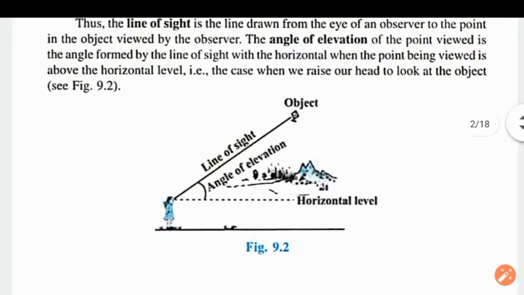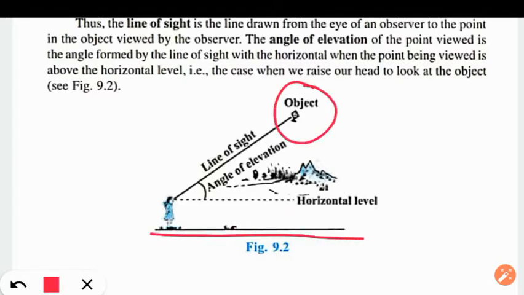See, here we have one situation. A kite is flying, you are standing on the ground, and from your eye you are watching this kite. So, this point, that is your eye, and the object, that is the kite, make an imaginary line. That imaginary line is known as the line of sight, and here we have the horizontal.